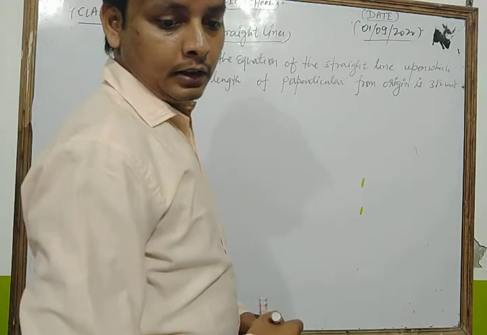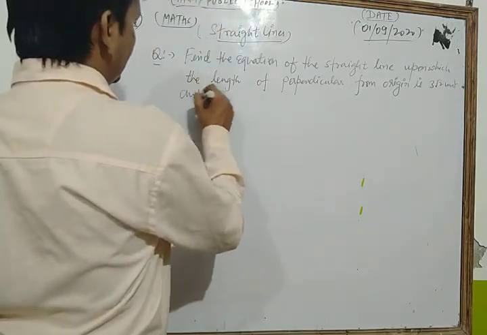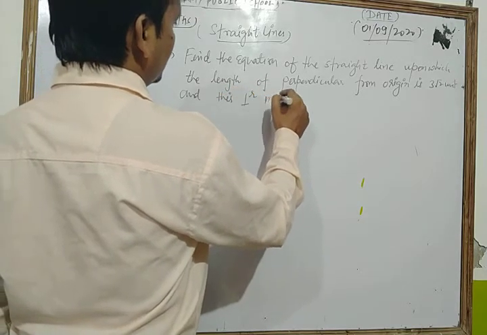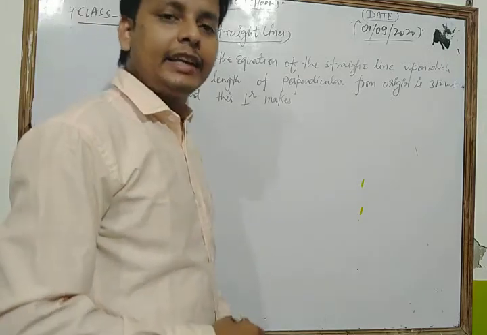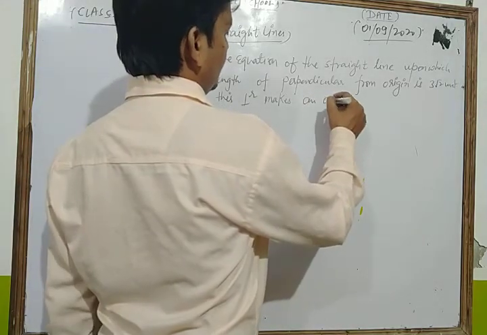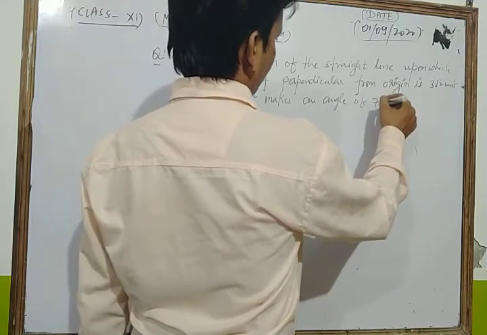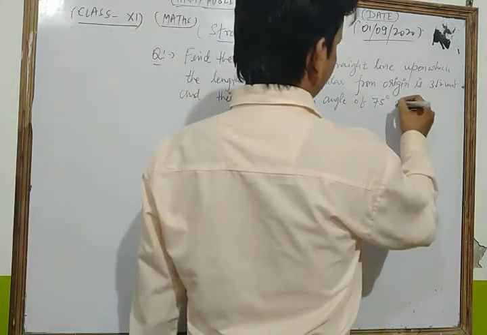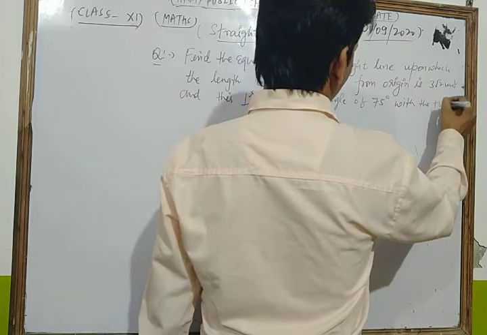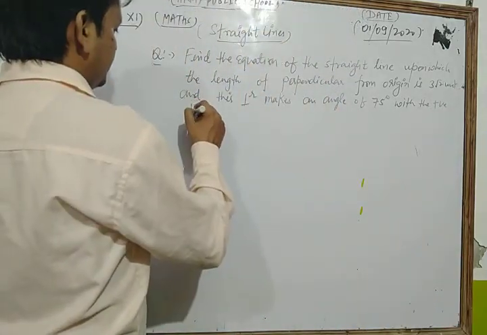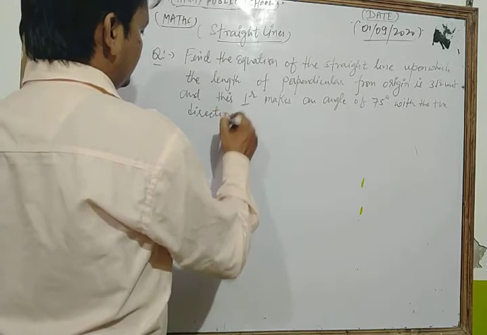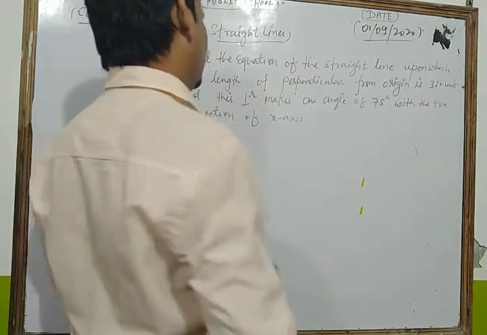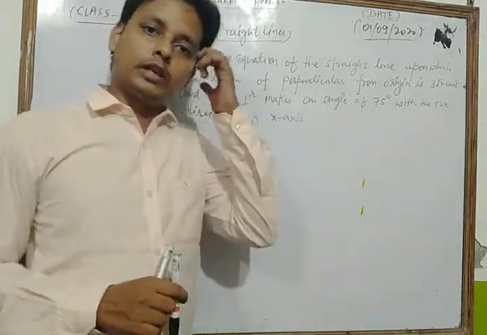And this perpendicular makes an angle of 75 degrees with the positive direction of the x-axis. This is the question. Let's see once more.